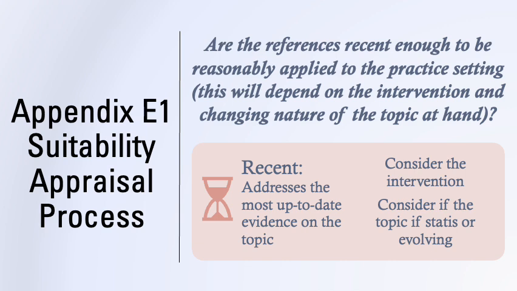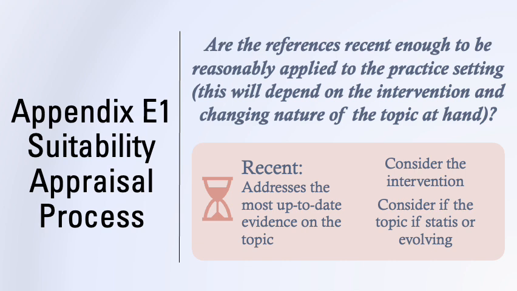And there's a notation that this will depend on the intervention and changing nature of the topic at hand. This question is appraising if the piece of pre-appraised evidence does indeed contain the most up-to-date evidence on your topic. To answer this question, you should refer back to question number 5, where you looked at the ages of the references, as well as consider if your topic is a static topic or an evolving topic.